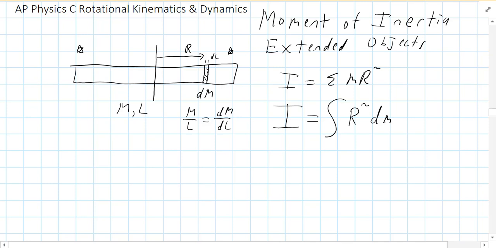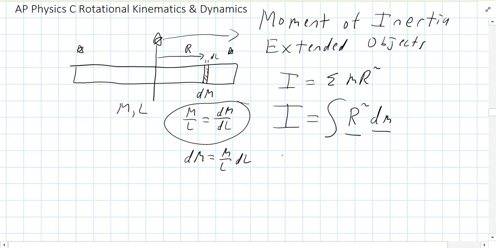Now, the problem here is you've got two variables: r, which goes from 0 to this distance there, L over 2, and dm. So these are two variables, and you have to get it down to one. Well, if you look over here, we're pretty close. If you solve this little ratio for dm, you get m over L times dl. So we can rewrite this as the integral of r squared times m over L dl.